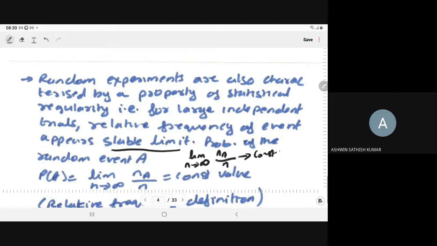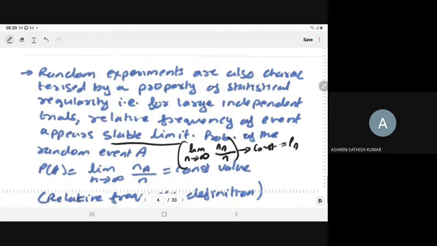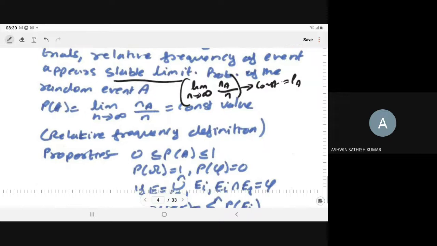If it is a constant, then we say it follows the statistical regularity. And this ratio is known as P(A). So P(A) is what? Limit n tends to infinity, nA upon n, a constant value. So that is the definition of the probability, right?